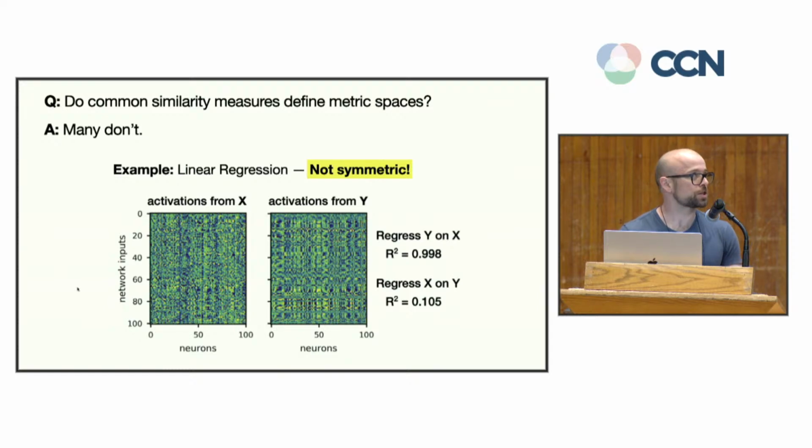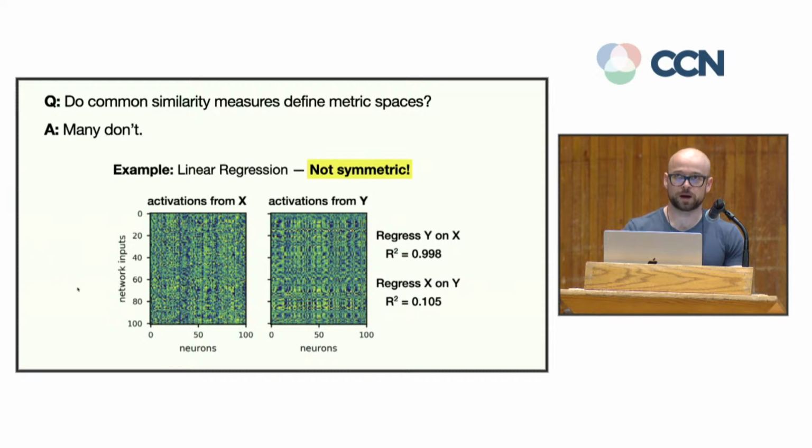So this is just a cautionary note that when we're putting numbers on how similar two networks are, it really depends on the question that you're trying to ask. If you just care about predictivity and you want to predict responses in network Y on out-of-sample images, then R squared is the correct way to think about that.